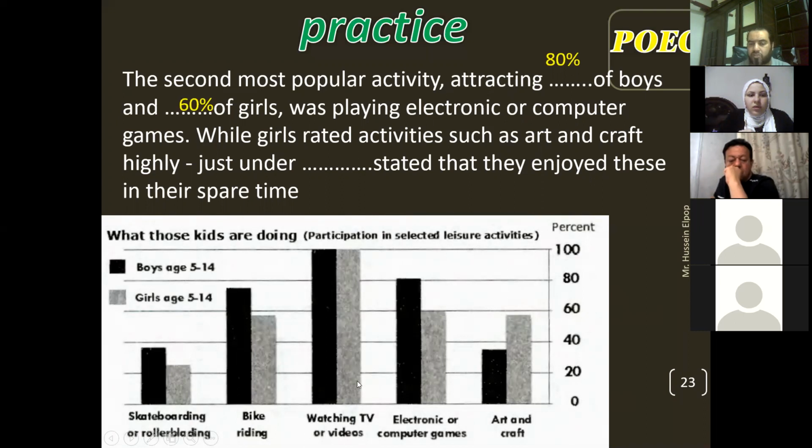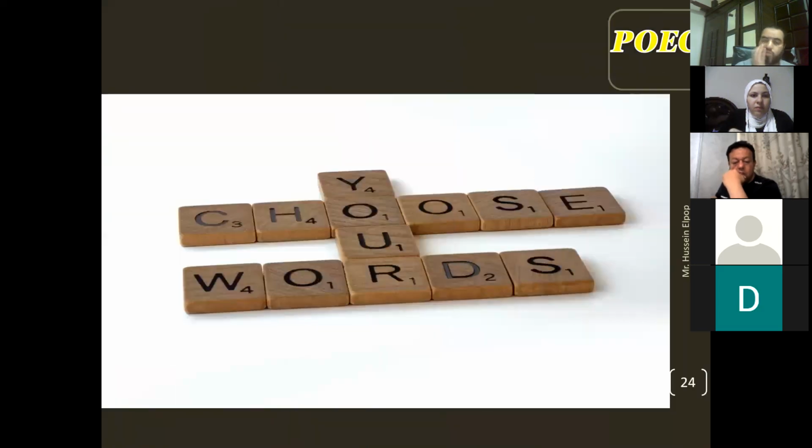Was playing electronic or computer games, while girls rated activities such as art and craft. What is art and craft? This is art and craft, the first one to the right. It will be under 60, 60%. Perfect. Very true. Okay. So we finished here the second part.